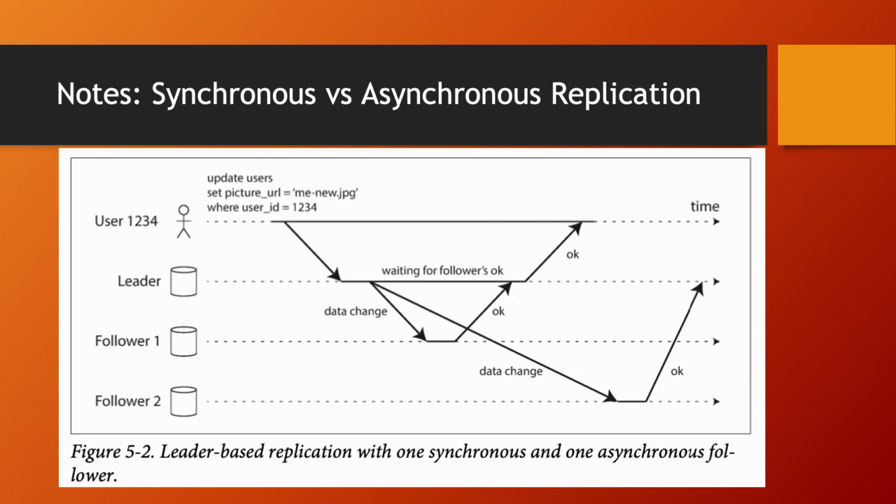In the example here, the replication to follower one is synchronous. The leader waits until follower one has confirmed that it received the write before reporting success to the user and before making the write visible to other clients. The replication to follower two is asynchronous. The leader sends the message but doesn't wait for a response from the follower. So in this cartoon, leader-based replication with one synchronous and one asynchronous follower is shown.